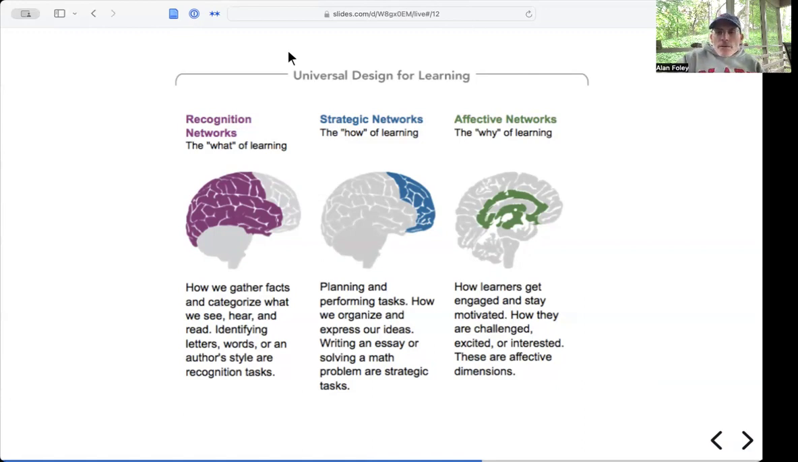So there are several ways of approaching and thinking about universal design for learning. So I'm talking about the what, the how, and the why of learning. So recognition networks, strategic networks, and affective networks: how we gather facts, how we read, see, hear, how we apprehend what we're learning; the how, how things happen, how we plan and perform and organize tasks, how we organize our ideas.